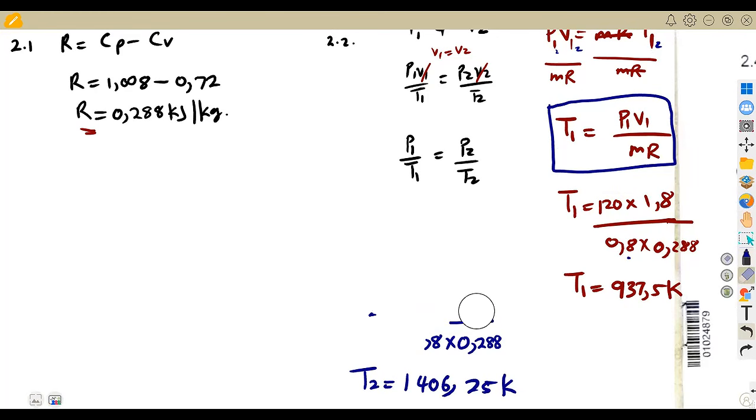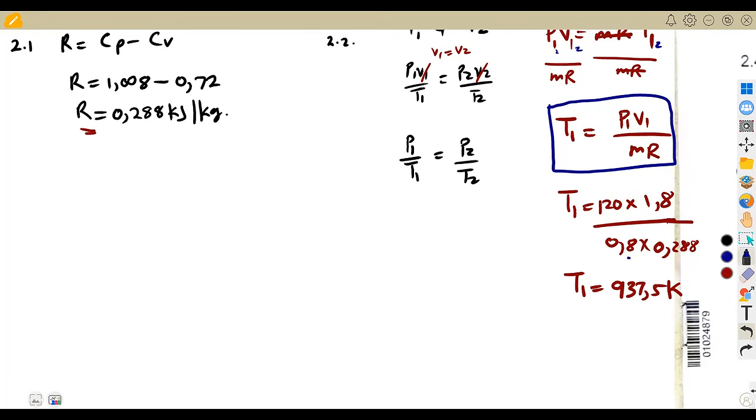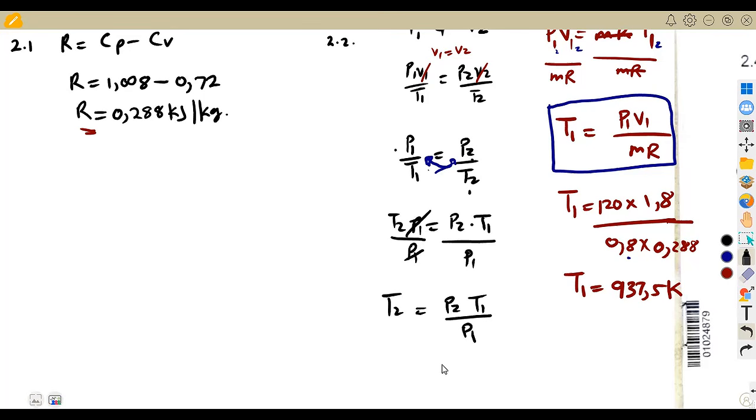Or we can calculate the same T2 by another formula. We can just make T2 the subject. That's going to be T2 times P1 is equal to P2 times T1. So we can divide by P1. That means T2 is going to be P2 times T1 over P1. So this is another formula that could have given us the value for T2 in this case.